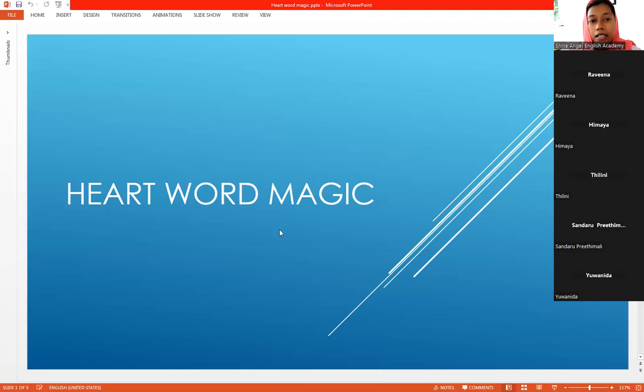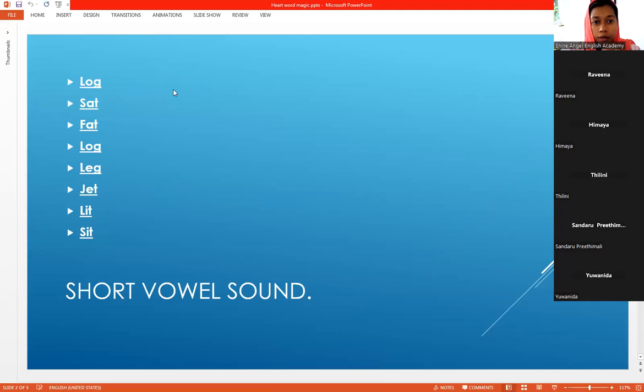Okay, so what does hard word magic mean? Hard word means you get the students to learn the words by heart. For example, now here you know the short word. By looking at the short vowel sounds, they can quickly get the spellings. For example, log. When you say the word log, it is CVC, and they can say that it is a short vowel, and there are only five short vowels, A, E, I, O, U. There are only five sounds, so it is easy for them to identify.